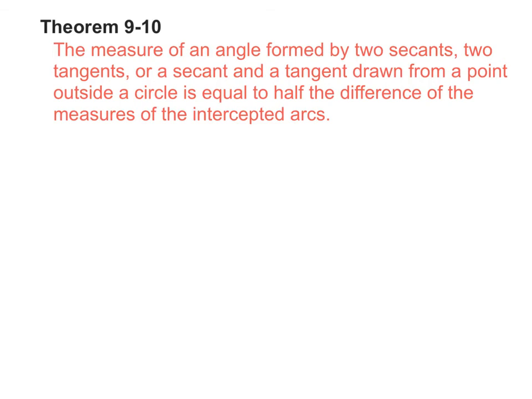The next theorem in this lesson is Theorem 9-10. This theorem states the measure of an angle formed by two secants, two tangents, or a secant and a tangent drawn from a point outside a circle is equal to half the difference of the measures of the intersected arcs. Now, with this particular theorem, there are three cases, as you can see from the wording. So let's deal with each case separately.